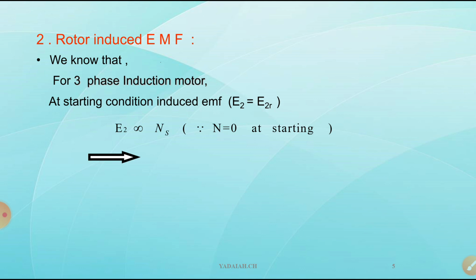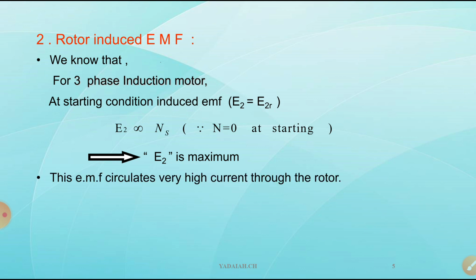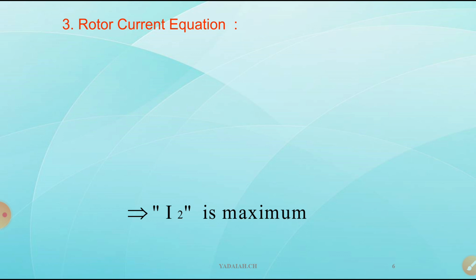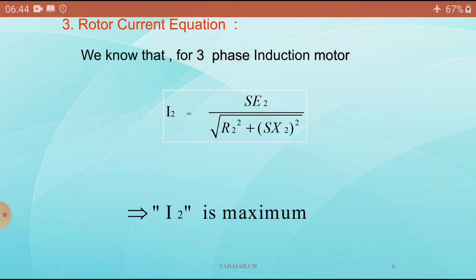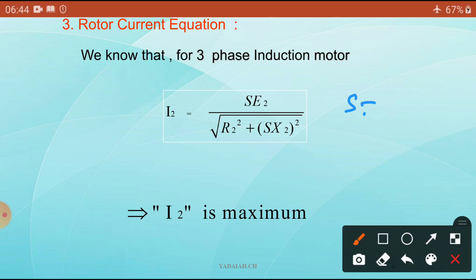This EMF circulates a very high current through the starter. If the current flows in rotor conductors, what will happen? For three-phase induction motors, the current equation is I2 = S E2 / sqrt(R2² + (S X2)²). At standstill, what is the value of S? S is equal to 1. Then I2 = E2 / sqrt(R2² + X2²).